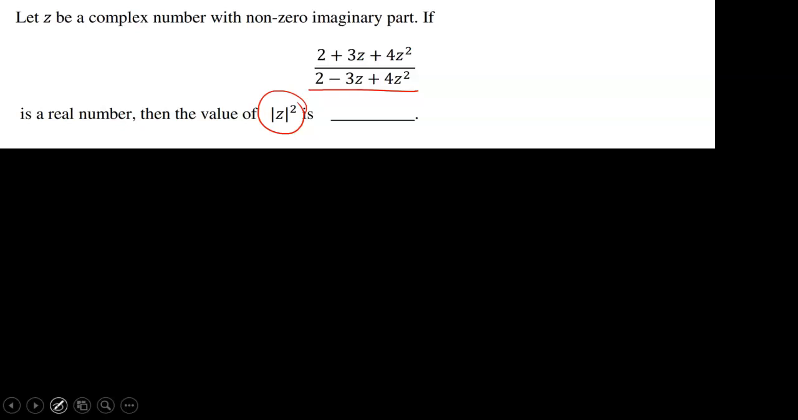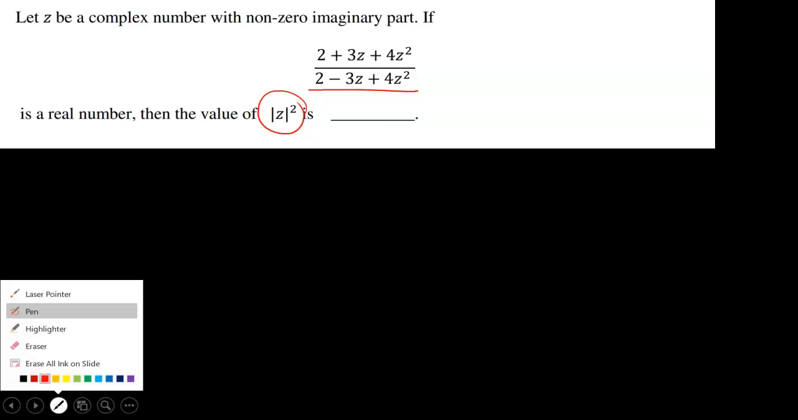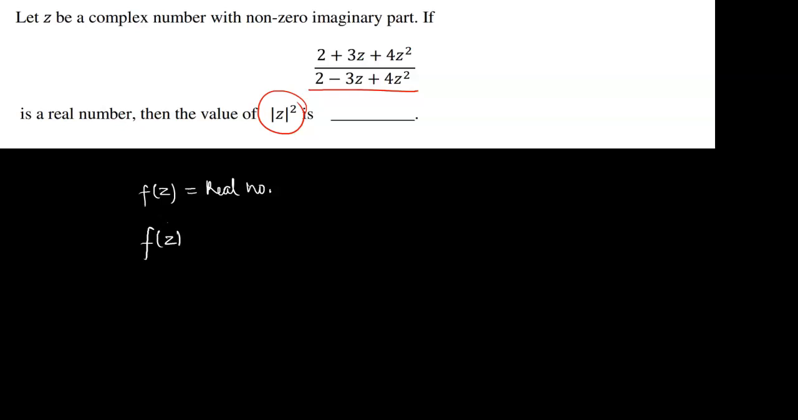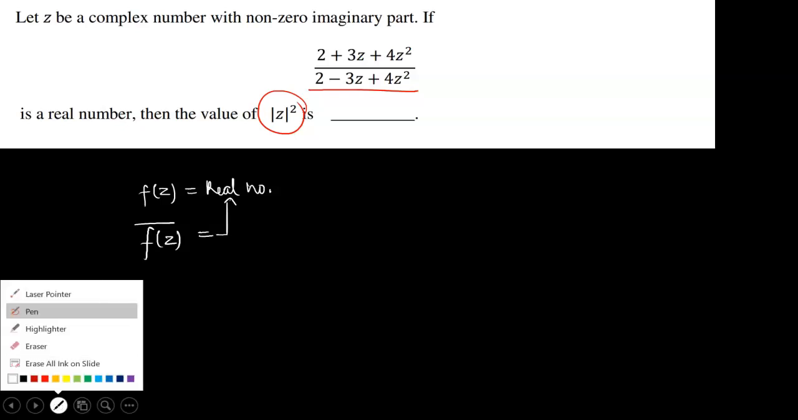If any function is real, then we know that its conjugate will have the same value. Suppose that if a function z is a real number, then its conjugate will have the same number. Okay, so here this concept will be used.